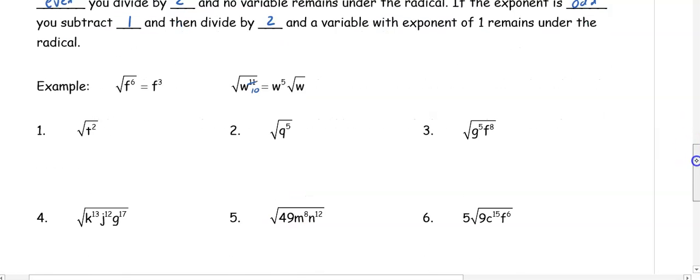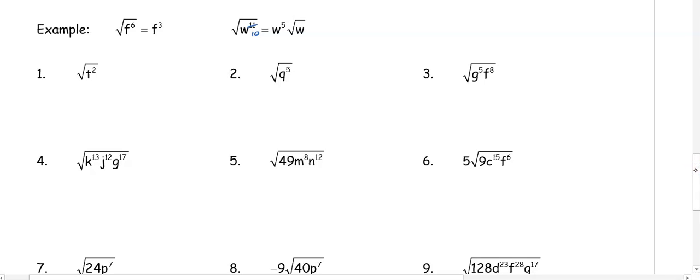So let's look at some examples. Number 1, t squared. So half of 2 is 1, and because it's an even number, there's nothing left under the radical. Now, in number 2, the square root of q to the 5th.